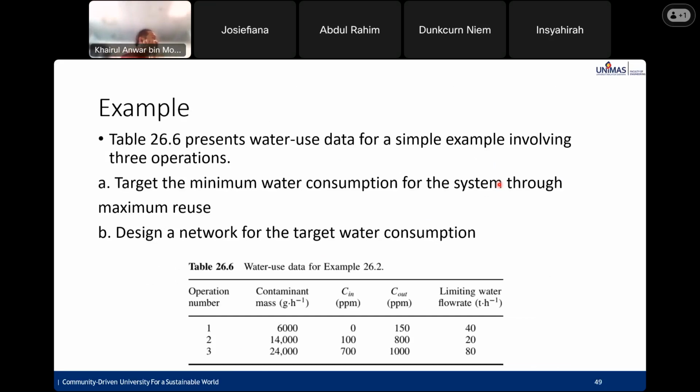Table 26.6 presents water use data for a simple example involving 3 operations. The 3 operations are continuous, starting from 6,000 to 24,000. The highest concentration is 1,000 ppm. The emitting water flow rates are 40, 20, and 80. The target is the minimum water consumption for the system through maximum reuse, and then to design a network for the target water consumption.